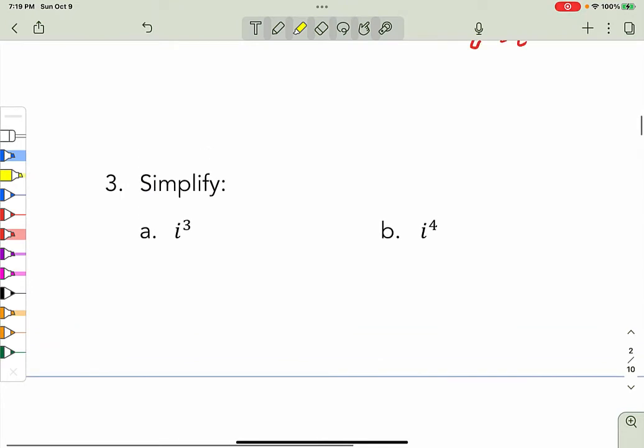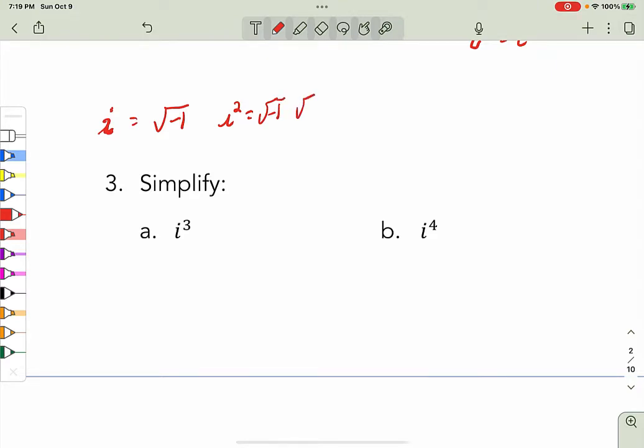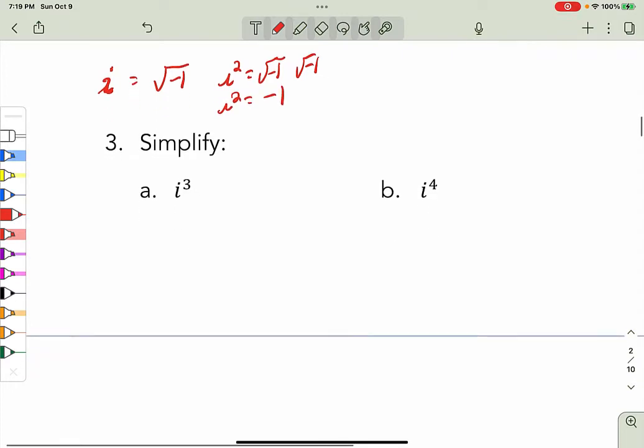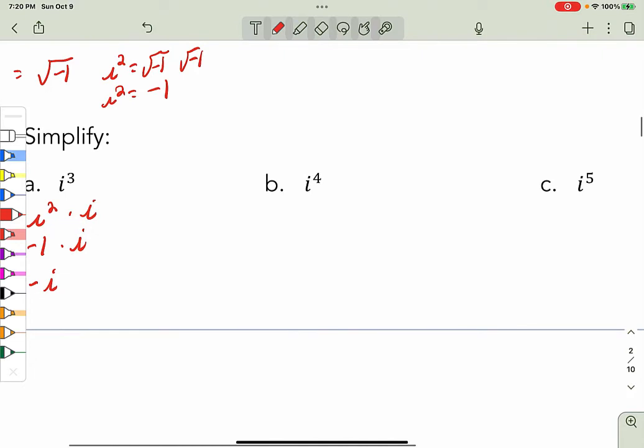So again, we said that I equals the square root of negative 1. I squared equals the square root of negative 1 times the square root of negative 1, which equals negative 1. So if I have I to the 3rd, that just equals I squared times I, which equals negative 1 times I, which just equals negative I. And the same way if I have I to the 4th, I have I squared times I squared, which is negative 1 times negative 1, which just equals 1.